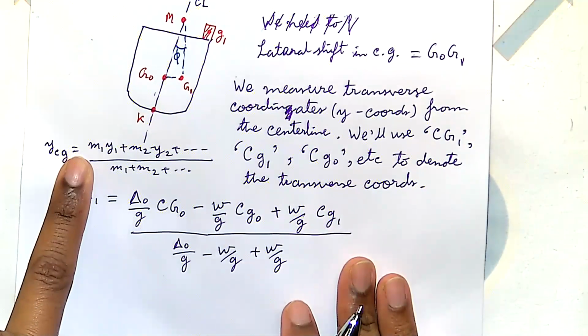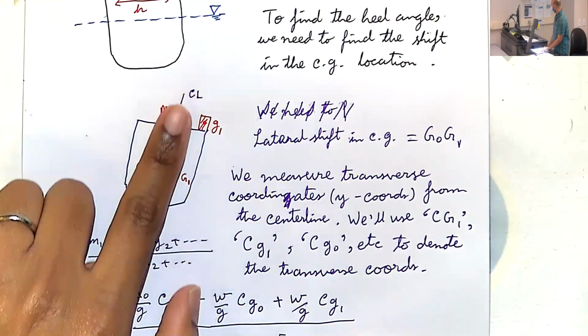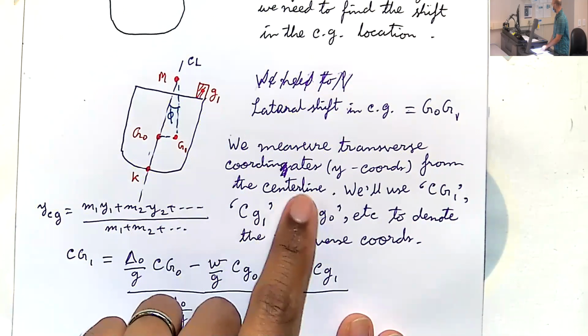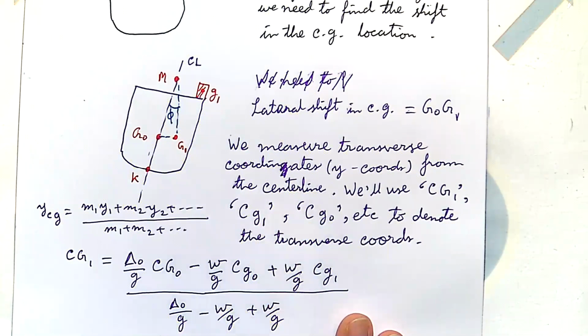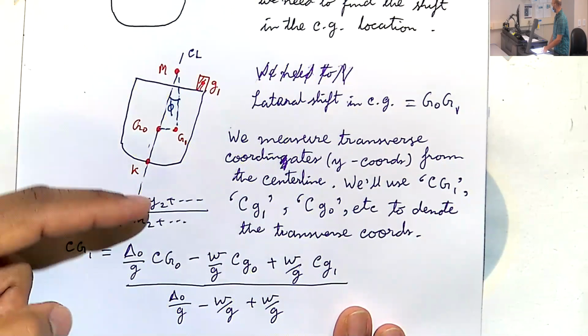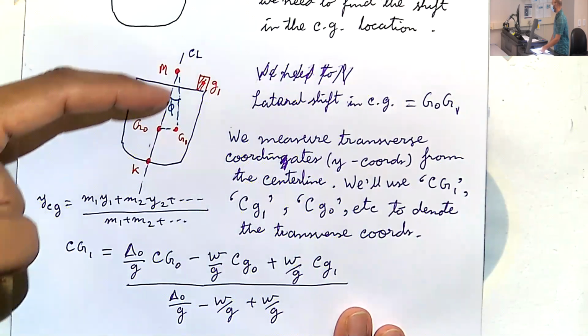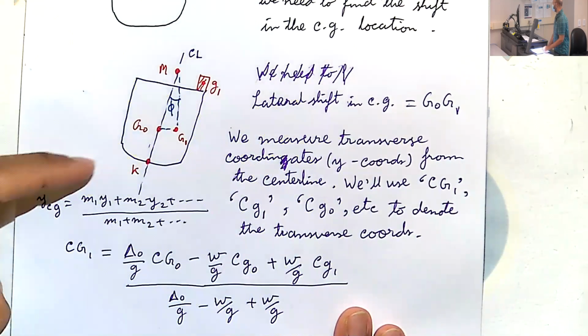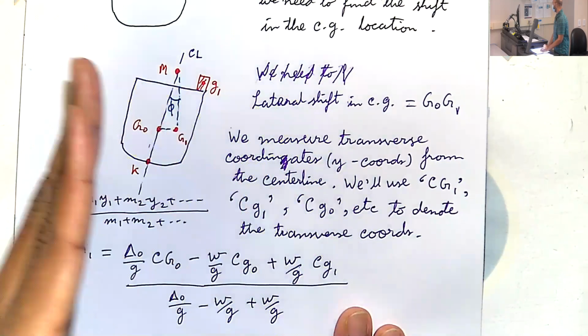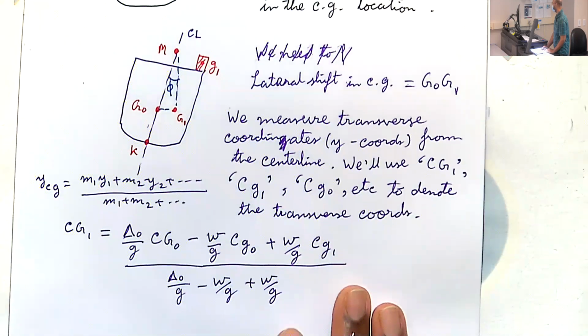Yeah, I'm sorry. Can you clarify where C is again? Is that the center of buoyancy? No, it's the center line. The center line. Oh, I see. Yeah, it's a distance. And anytime we talk about the Z coordinate, we start at K. So we write KM, KG0. When we talk about the transverse coordinates, we'll start at the center line, go left or right. I see. Okay.